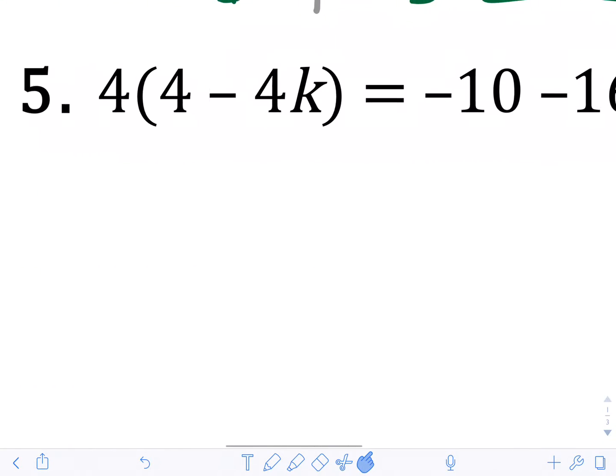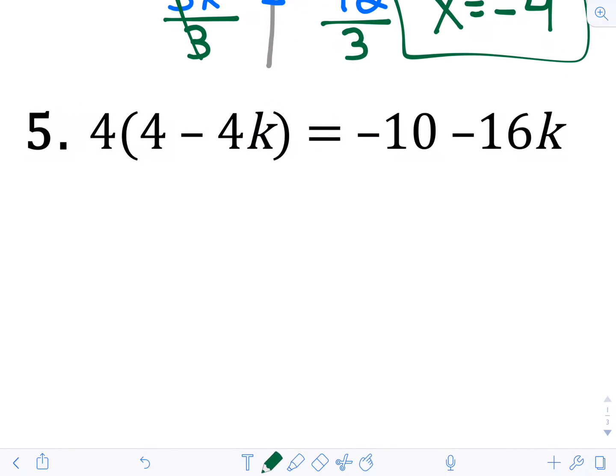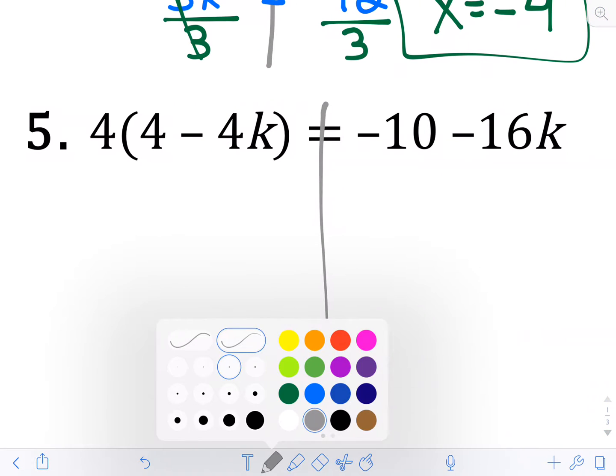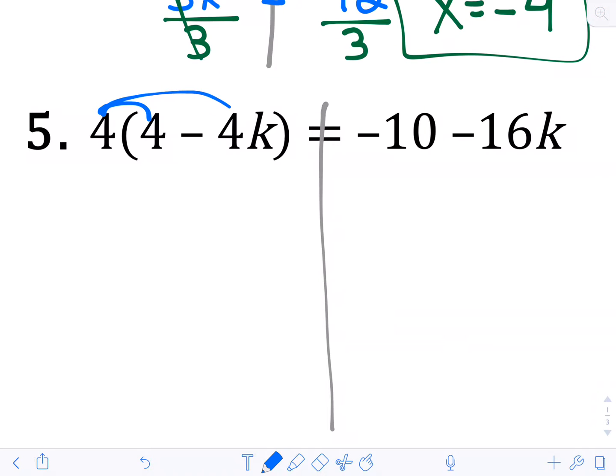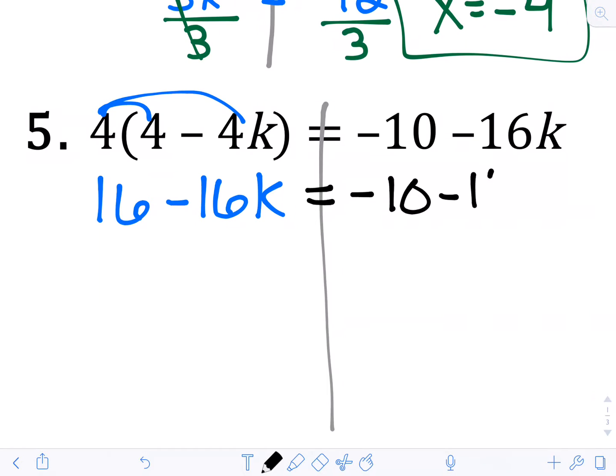Okay, number 5. So again, I'm going to draw my line down here on the equal sign. I have this positive 4 I have to distribute because I got to get rid of my parentheses. 4 times 4 is 16. 4 times negative 4 is a negative 16. Don't forget the k. I still have is equal to negative 10 minus 16k.